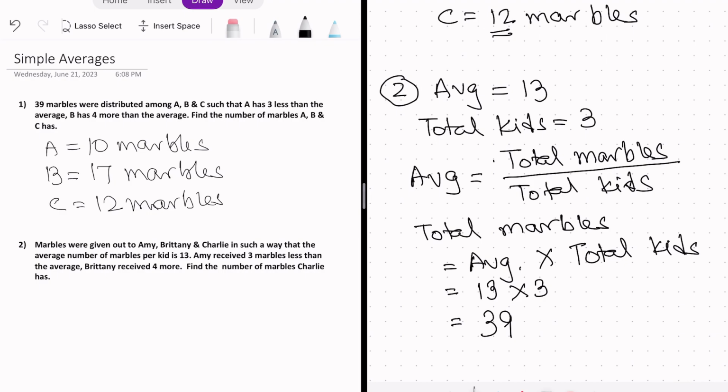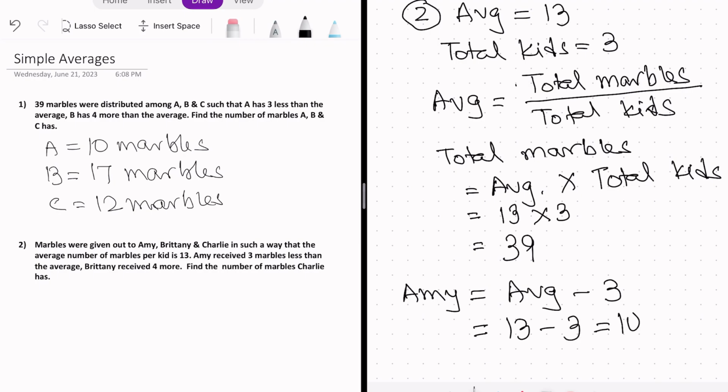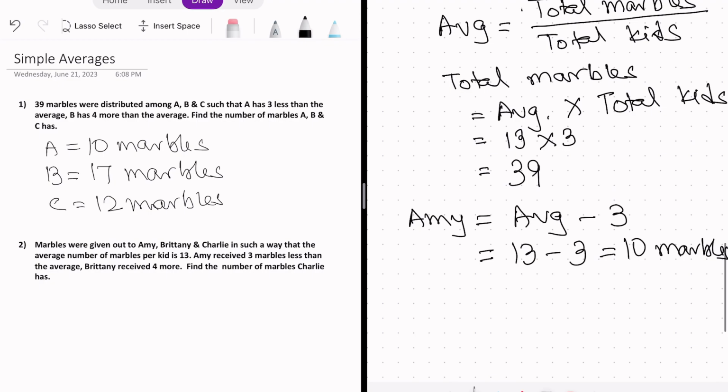Now let's look at the clues. Amy received 3 marbles less than the average. So Amy received 3 less than the average. We know average is 13 minus 3 is equal to 10 marbles. The next clue is Brittany received 4 more. So Brittany received 4 more than the average. We know average is 13, so add 4 to that and you get 17 marbles.